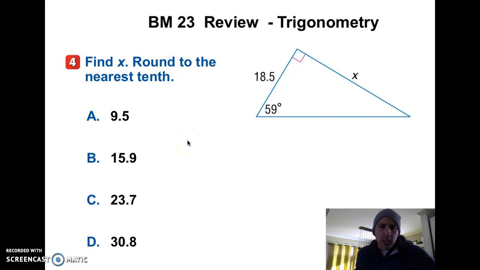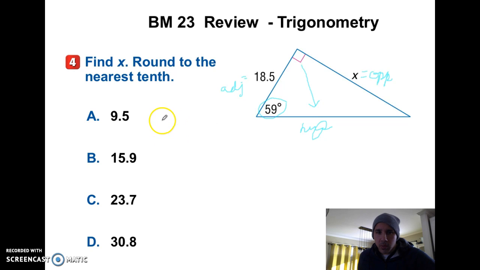Here's a quick explanation on how to find x. First thing I'm going to do is identify my angle. I'll label my right triangle. This is going to be my hypotenuse, which I have nothing in this case. This will be my opposite side, and this will be my adjacent side to the acute angle. So I'm going to look at my sine, cosine, and tangent ratios.